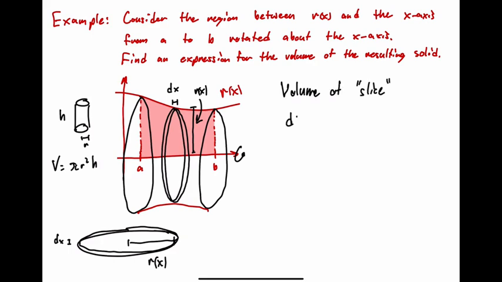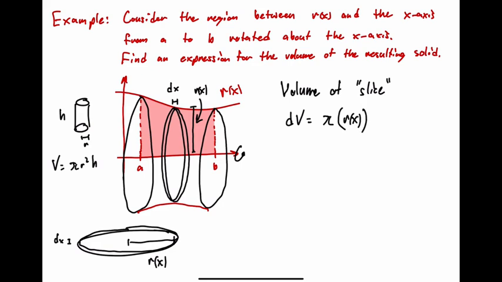The volume of the slice we'll call dv, some little bit of volume. And this is pi times the radius squared, which is the function r of x. So r of x squared times the height, which is this dx. So pi times r of x squared dx. That is the expression for the volume of a slice. In order to get the total volume, we integrate this expression. So for the total volume, v is the integral of this volume of a slice, pi times r of x squared dx.